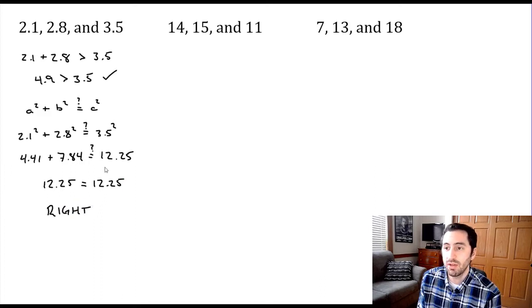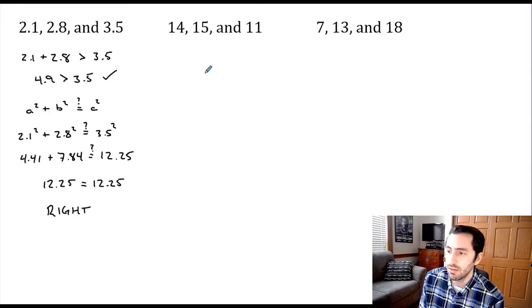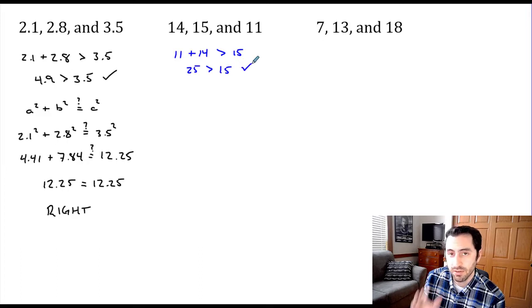Okay, let's do the same thing in our second example. I have side lengths of 14, 15, and 11. So the first thing, let's just verify. The two smaller sides have to be bigger than the biggest side. So 11 and 14 is 25, which is bigger than 15. So yes, this can form a triangle.